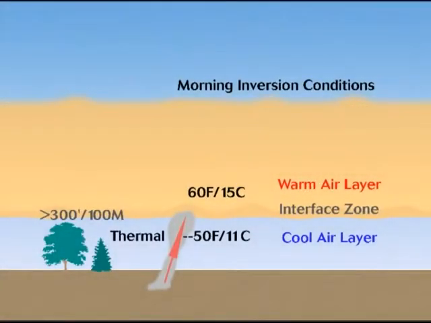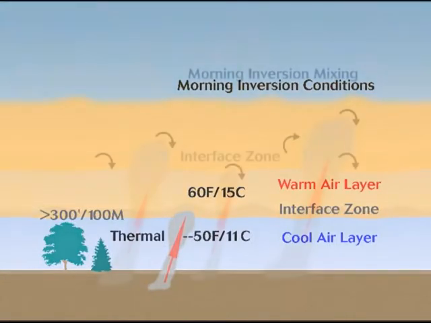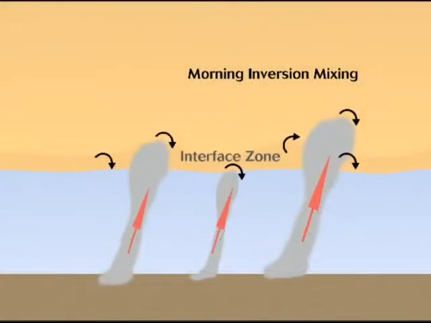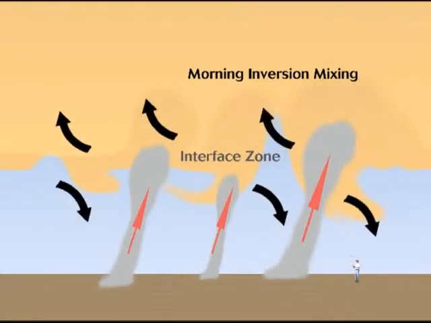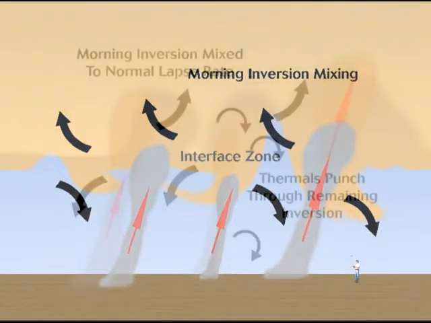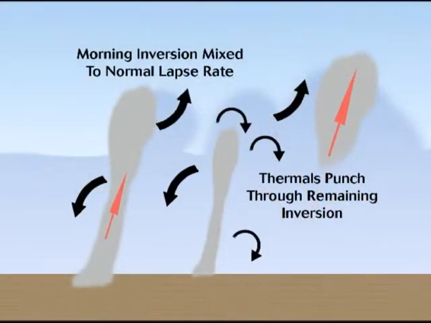When a thermal rising from the ground encounters a warm air inversion, it dies quickly as it suddenly becomes much cooler than the surrounding air. A morning diurnal inversion is usually only a few hundred feet thick, so rising thermals soon cause the layers to mix back to a regular lapse rate. Once the inversion is mixed out, soaring conditions improve quickly.